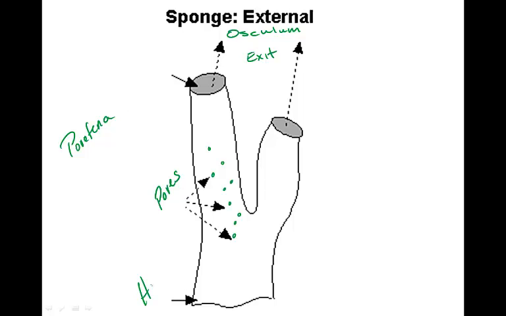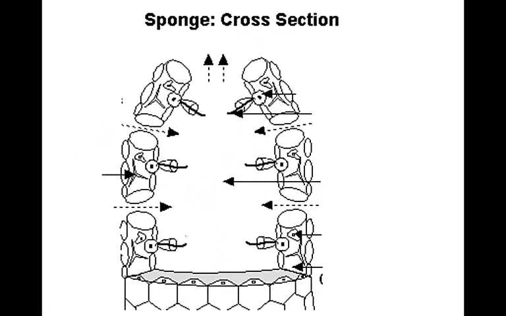The holdfast allows the sponge to fasten to rocks or the bottom of the ocean. If we look at a cross section of the sponge, these collar cells are what allow water to be drawn in through the pores. These flagella on the collar cells whip back and forth, pushing the water out of the osculum, allowing water to then be pulled in and enter through the pores.